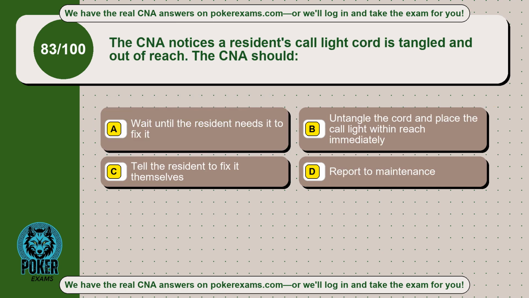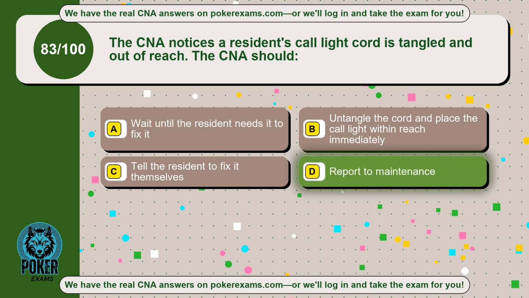Question 83. The CNA notices a resident's call light cord is tangled and out of reach. The CNA should: Option A, wait until the resident needs it to fix it. Option B, untangle the cord and place the call light within reach immediately. Option C, tell the resident to fix it themselves. Option D, report to maintenance.